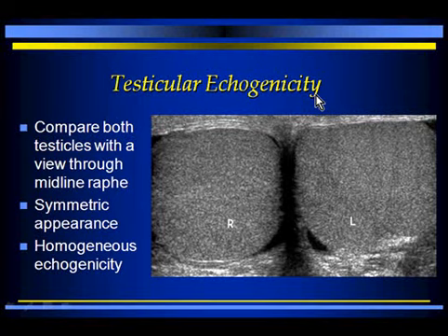Very important, whenever you evaluate testicles, try to obtain an image where both the right and left testicle are seen at the same image, at the same depth, and you can compare the echogenicity of the two testicles. This view goes right through the midline raphe that separates testicles. There should be a symmetric appearance with homogeneous echogenicity.